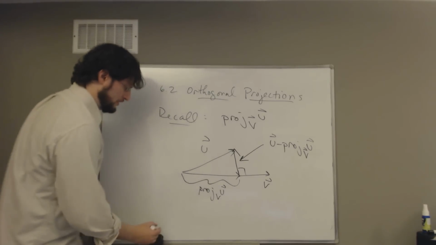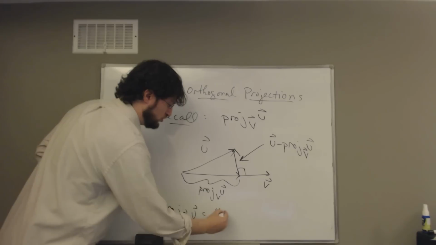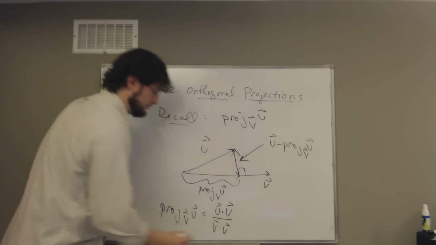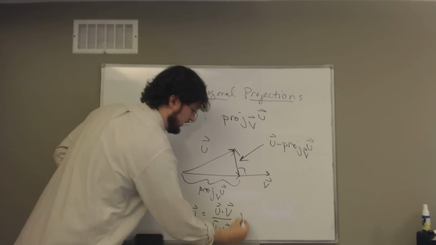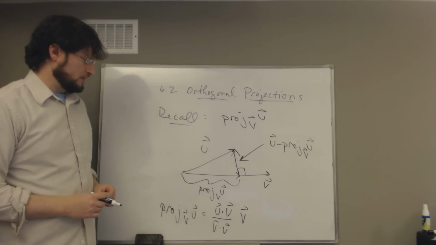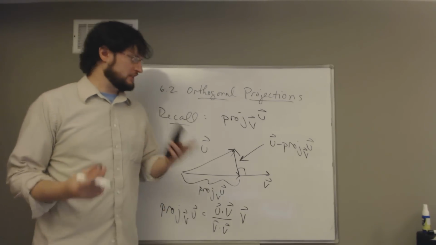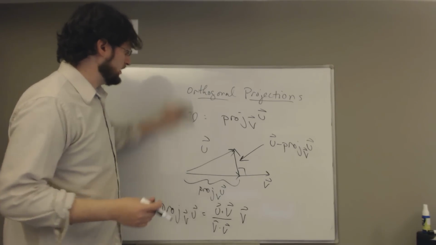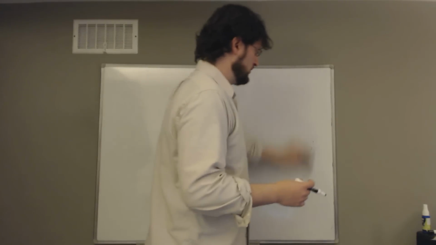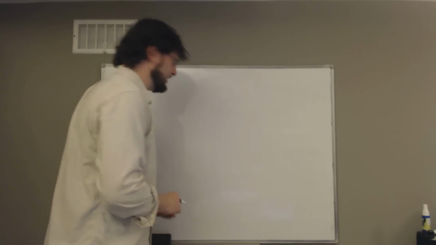Also remember our formula. The projection of u onto v was u dot v divided by v dot v, what it's being projected onto, and then in the direction of the vector v, so times the vector v. So this is the stuff we've got to remember. What we're going to do today is expand this idea to projecting onto entire subspaces rather than just a single vector.